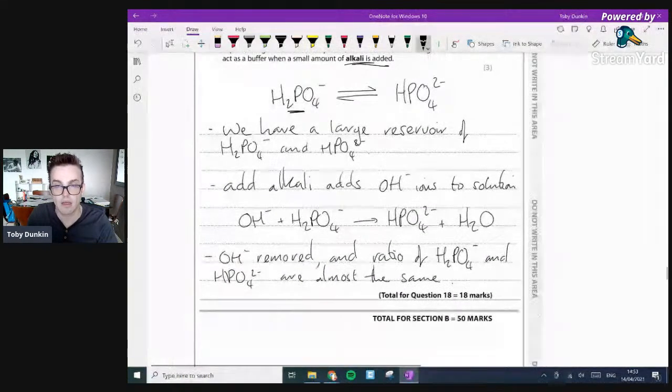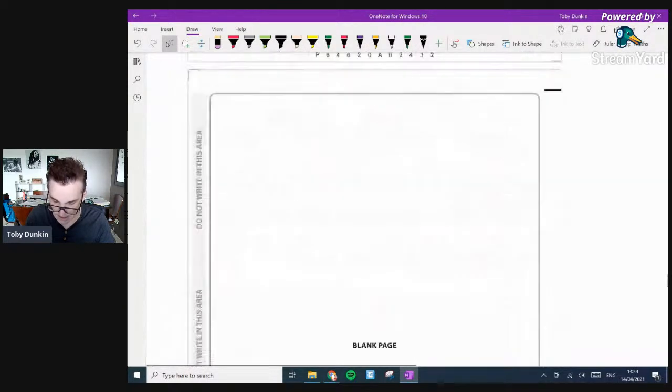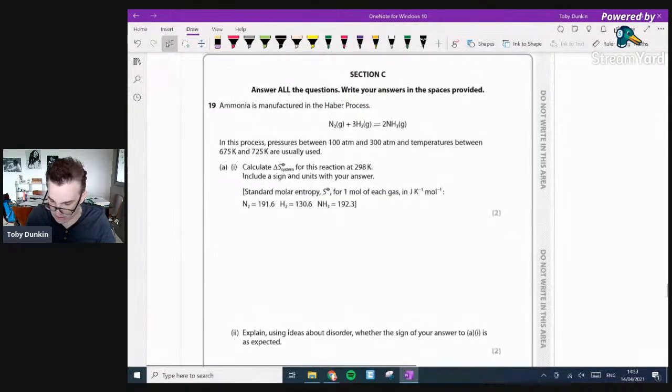Done. Moving on. I've seen it in mark schemes so often. Large reservoir, usually mark number 1, right? Yes, large reservoir with both. Yes, well done, Winkit. Moving on to section C, the final section.